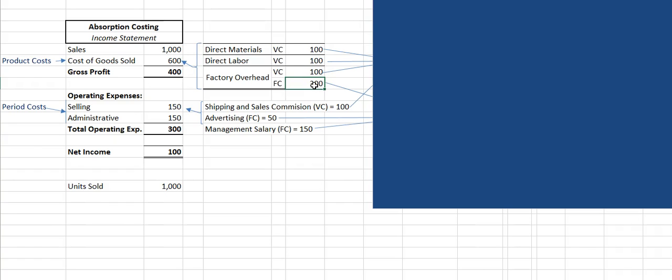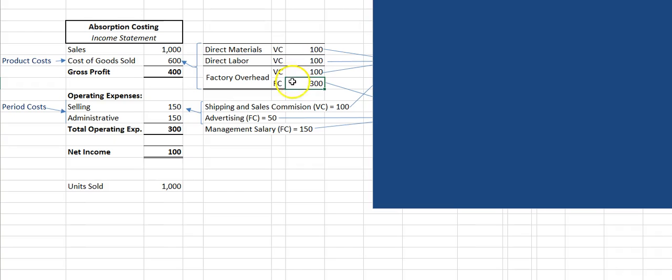So we've decomposed cost of goods sold into its different categories, and the main goal that we're trying to accomplish here is to identify which costs are variable and which costs are fixed. And you're going to see how this information is useful later on in this video.